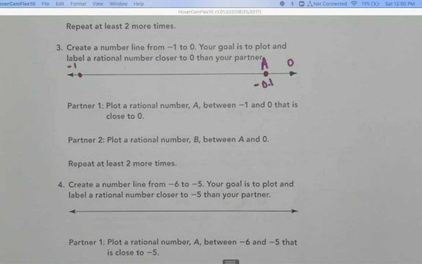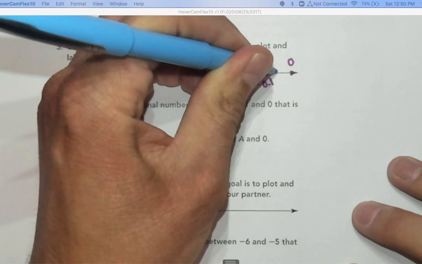Tricky. Now I have to think about this one because it's a negative number and a 0, so it's a little bit different. I want to get closer to 0, so I have to have a 0 in the tenths place. So I'm going to say it's going to be a negative 0.01.